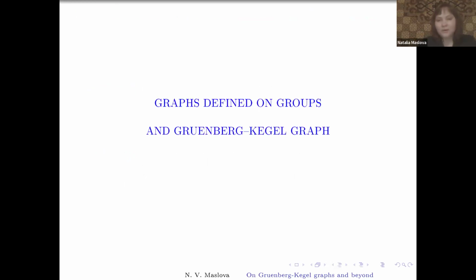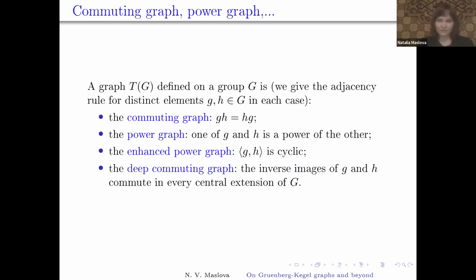And about graphs defined on groups and their connection to the Gruenberg-Kegel graph. Now I will give a brief excursion to this research area without important details, just mention some results.